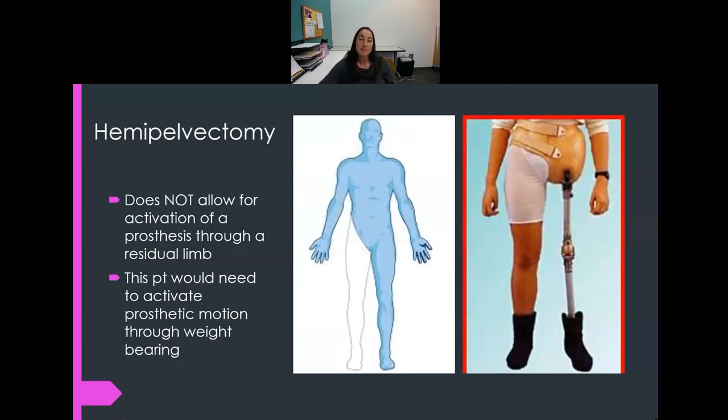With the hemipelvectomy, it doesn't allow for activation of a prosthetic device, so they can wear the device, but the only thing that allows it to bend and straighten is weight bearing. So the muscles and all the portions of the limb that remain are not actually activating in order to activate the prosthetic device.